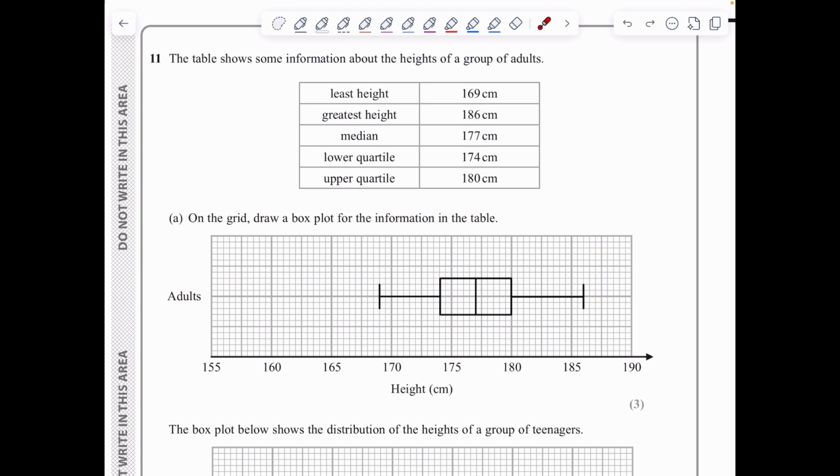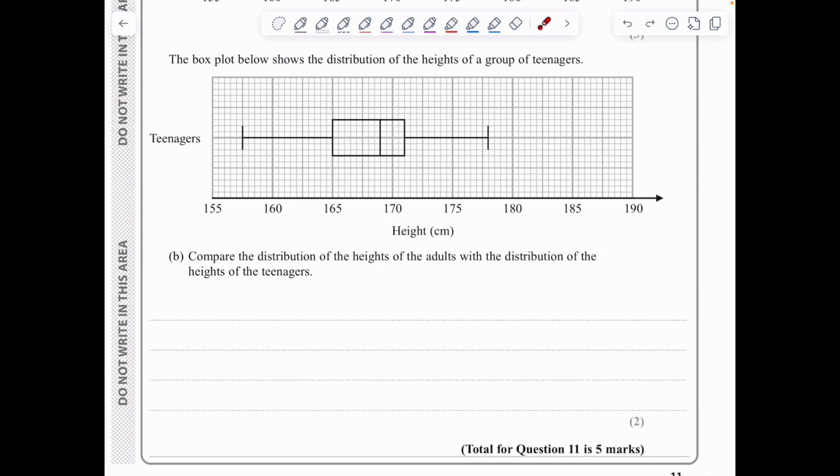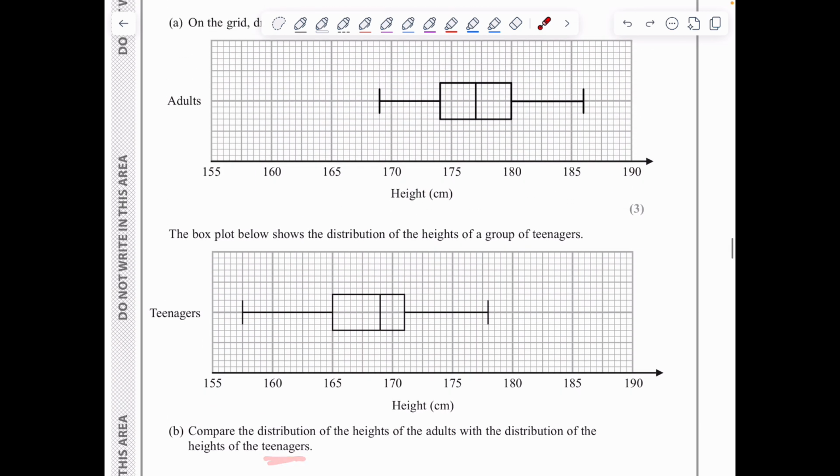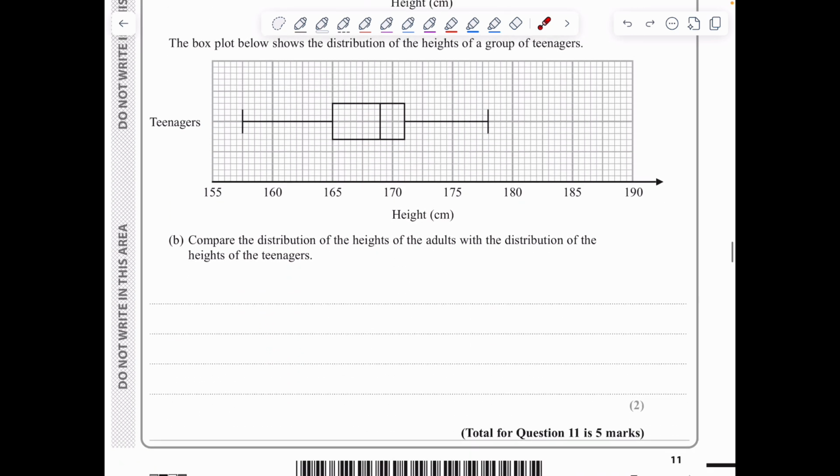In part B, we're given the box plot showing the distribution of the heights of a group of teenagers, and we need to compare the distributions of the heights of adults to the distribution of the heights of teenagers. So essentially we need to look at these two box plots and compare them. Now part B is worth 2 marks, so there are 2 comments we need to make.